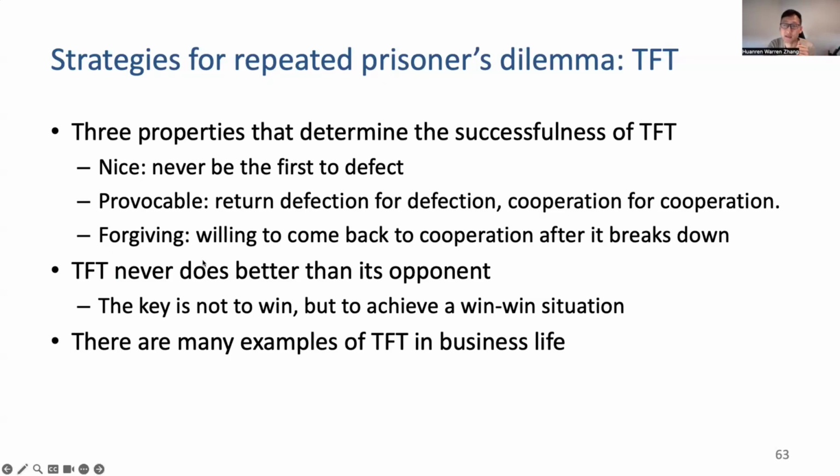But at the same time, it's forgiving. Even though you are provocable, you will punish the other person's defection. But if the other person is willing to reestablish this cooperative relationship with you, you are forgiving. You are willing to come back to cooperation after it breaks down. And the interesting thing about tit for tat is that it can never beat the opponent.